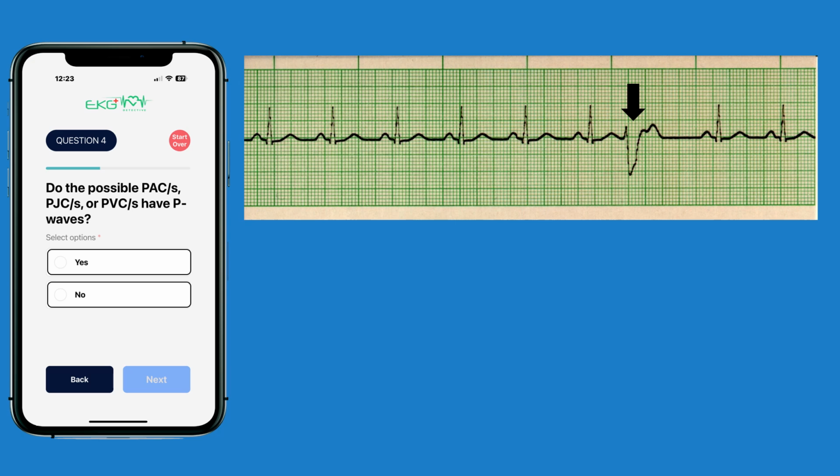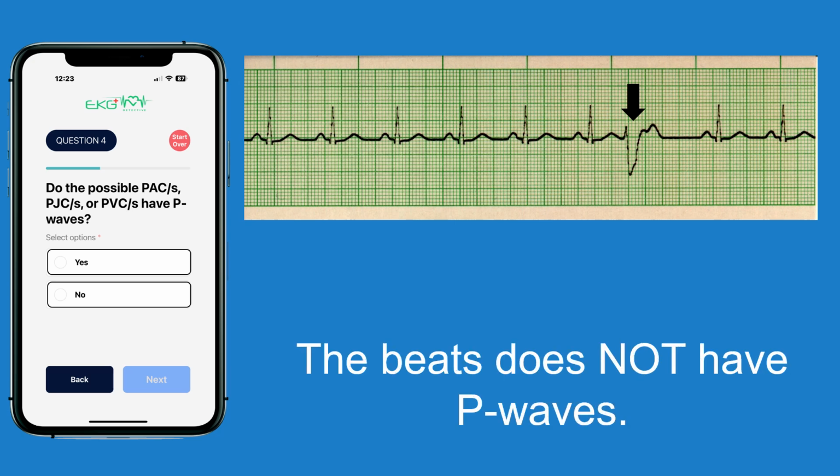The next question that the app is going to ask is, do the possible PACs, PJCs, or PVCs have P waves? And if we look at this ectopic beat, it doesn't appear that there's a P wave either before or after the QRS complex. So we will go to the app and we will select no, and then we will hit next to go to the next screen.